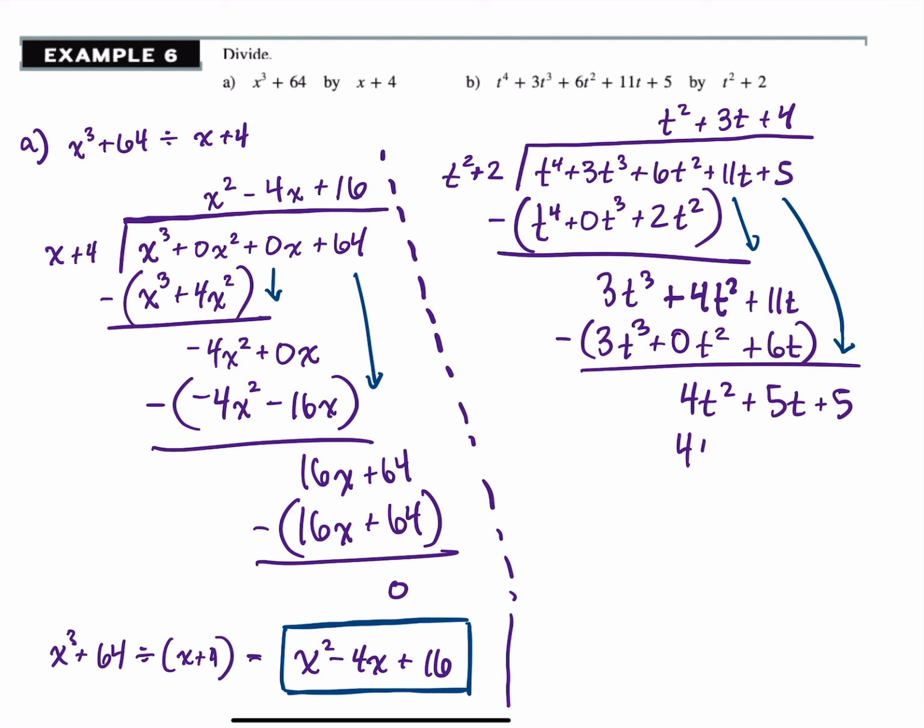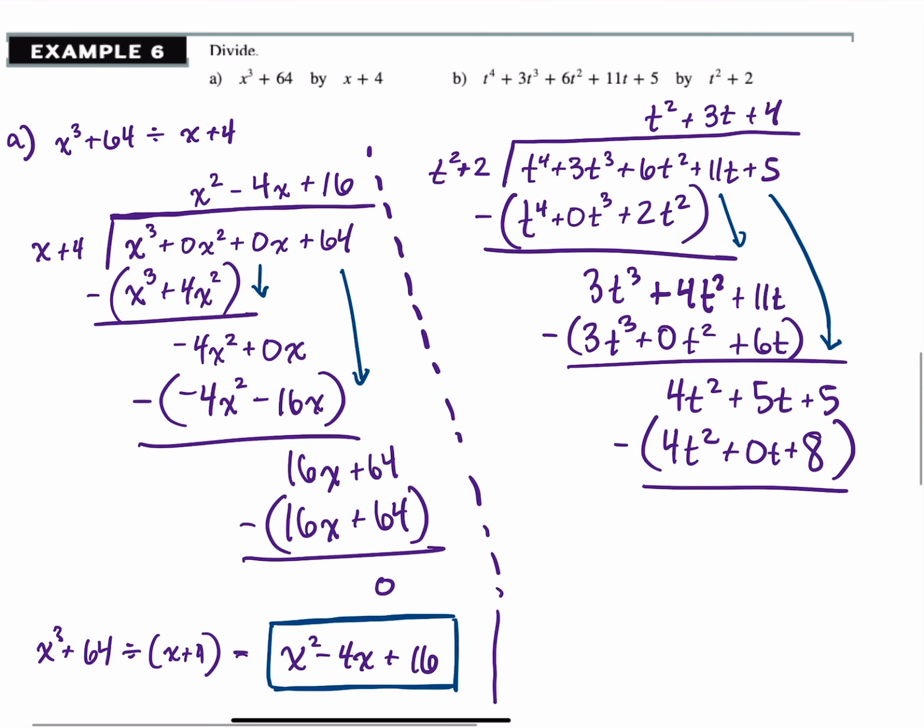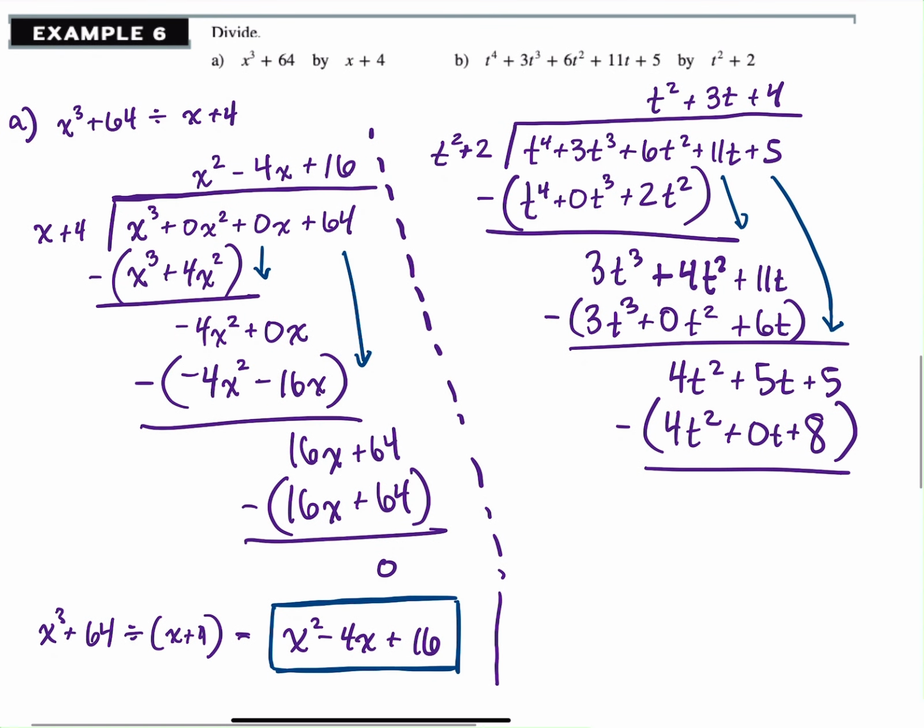That will give me 4t squared. 4 times 2 is 8. That means I have 0t to place in. This will be subtracted. First term cancels. 5t minus 0t is 5t. And then 5 minus 8 will give us negative 3. We've run out of terms, so this will be our remainder.